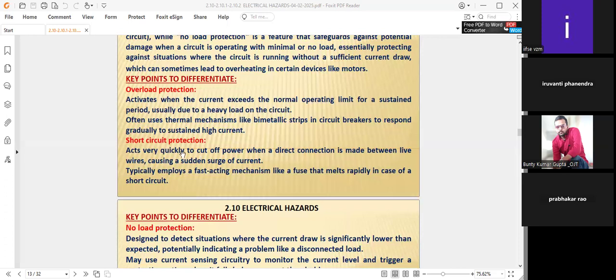It acts very quickly to cut off power when a direct connection is made between live wires, causing a sudden surge. Surge means a sudden increase of voltage or sudden increase of current.